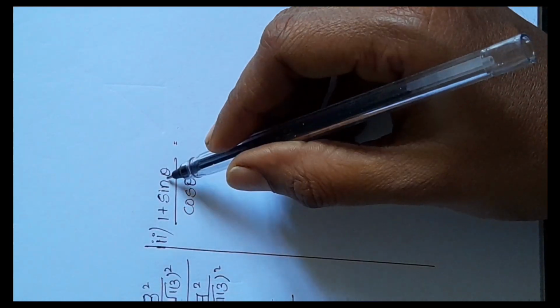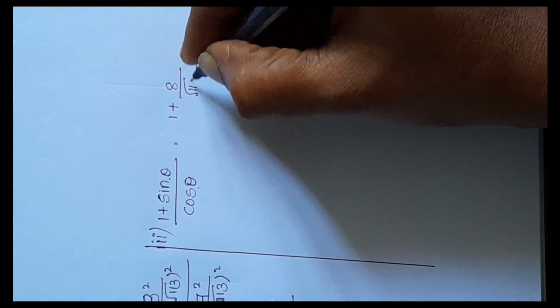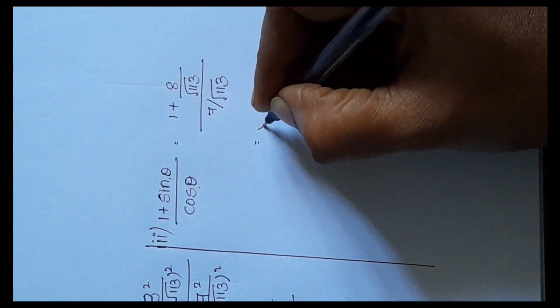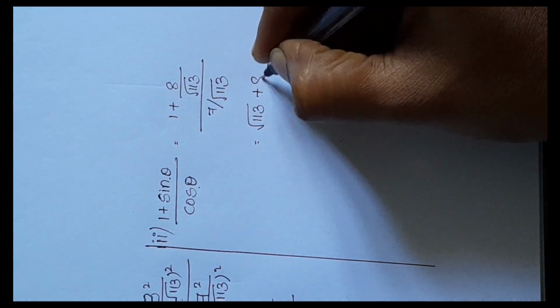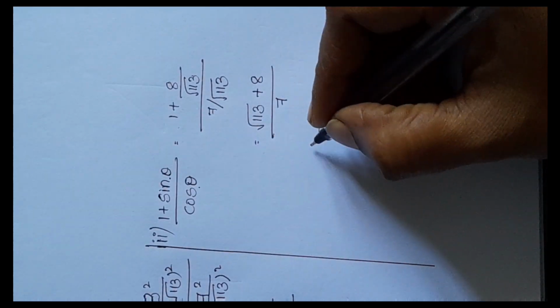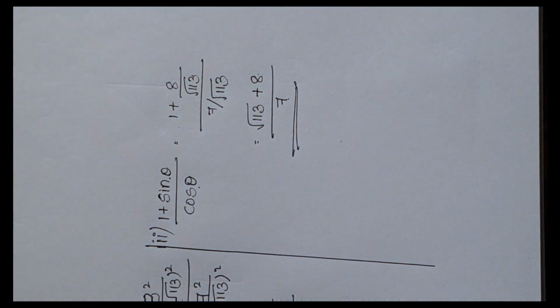Now the second question is 1 plus sin theta by cos theta. Substitute the values. 1 plus 8 by root 113 by cos theta, which is 7 by root 113. This can be written as root 113 plus 8 by 7. Root 113 in the denominators get cancelled. The answer is root 113 plus 8 by 7 is the solution.